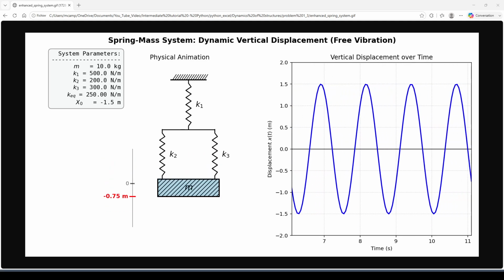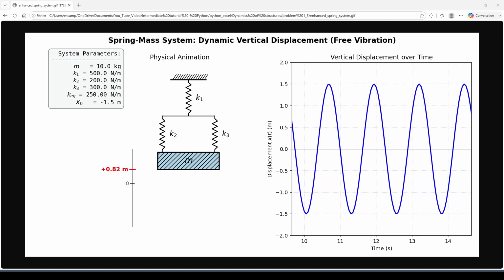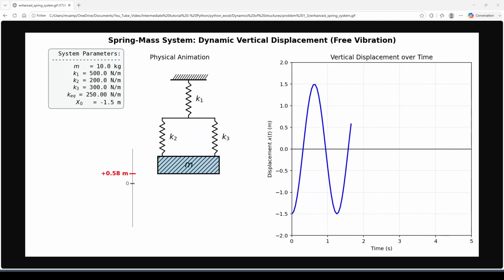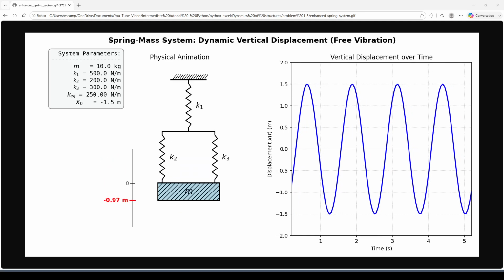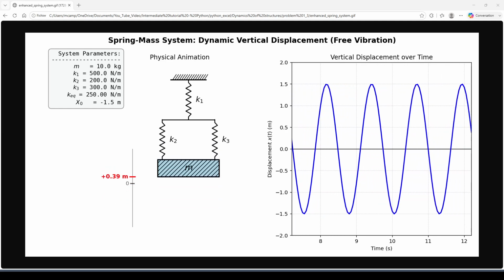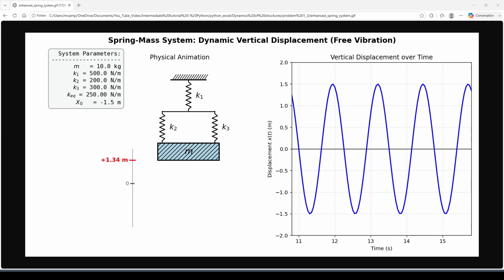Okay, we can change K1 and K2 and calculate the different frequency of the form. Okay, that's all.